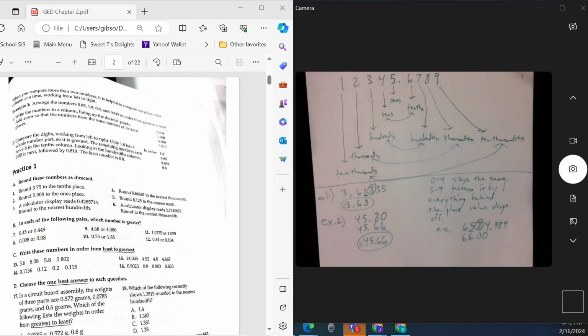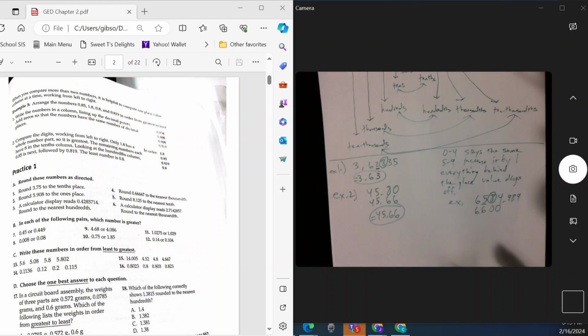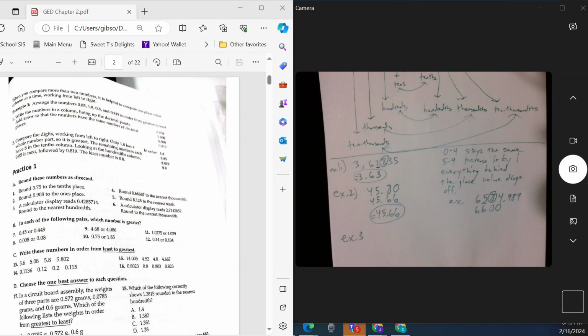So with example 3, it asks us to arrange the numbers that they're giving us, 0.85, 1.8, 0.8, and 0.819, in order from greatest to least. And it says add zeros so the numbers have the same number of decimal places. So what I'm going to do here for example 3, we are going to line these numbers up. First, I'm going to line them up vertically. This is until we get used to these numbers.